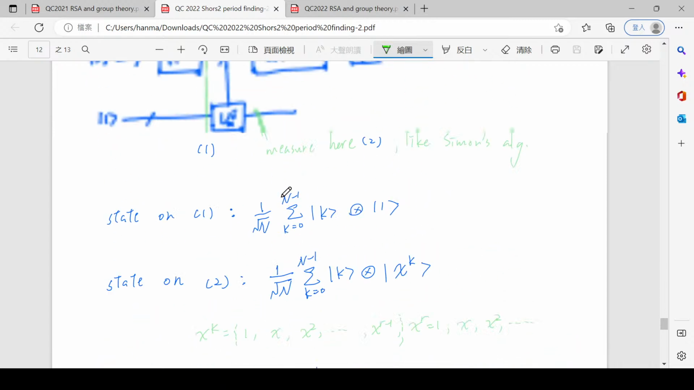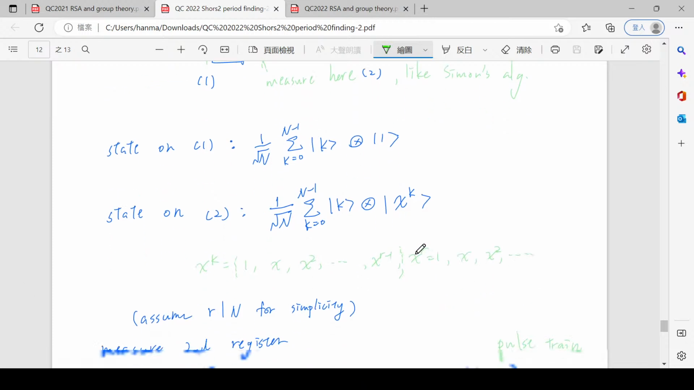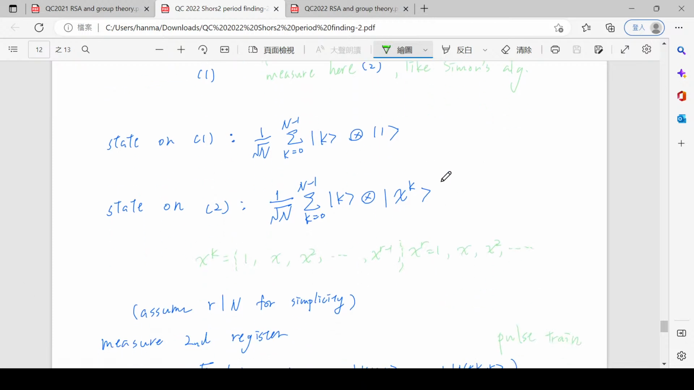Then you measure the second register in the computational basis. And now is where the number theory comes in. Remember, once again, x to the k only has a few different values. It's some cyclic thing: we start from 1, then x, x squared, all the way to x to the r minus 1. Then x to the r is also equal to 1. So there are only those different values, and when you measure this register, you will get one of those values.